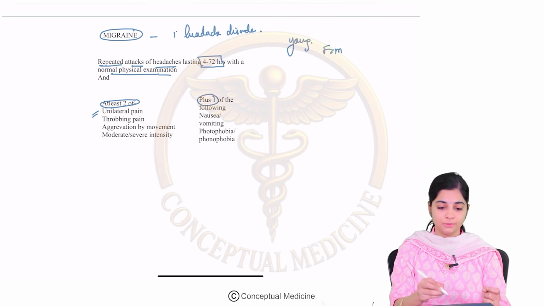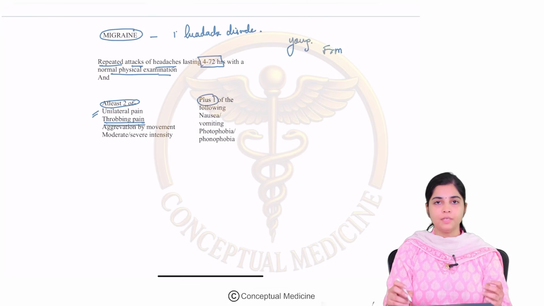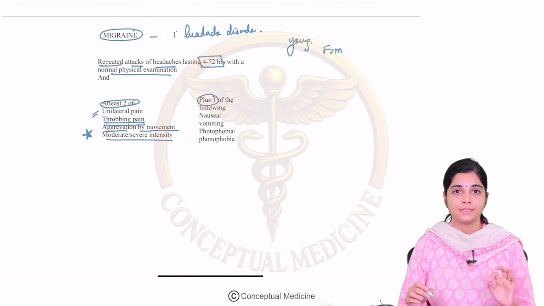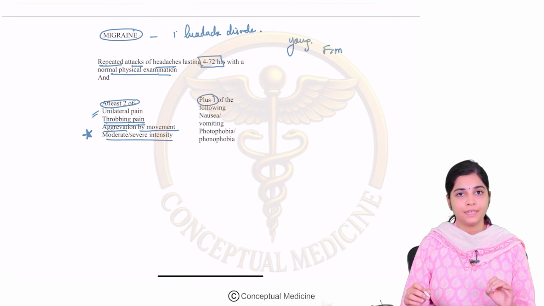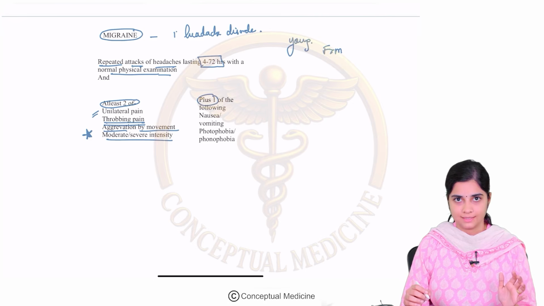So it is usually a unilateral throbbing type of headache, more so in the temple region. And this is aggravated by movement and it is moderate to severe in intensity. Okay, this is a unilateral headache which is throbbing in nature, aggravated by movement, and moderate to severe in intensity.